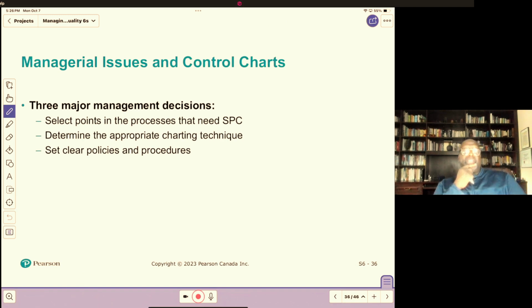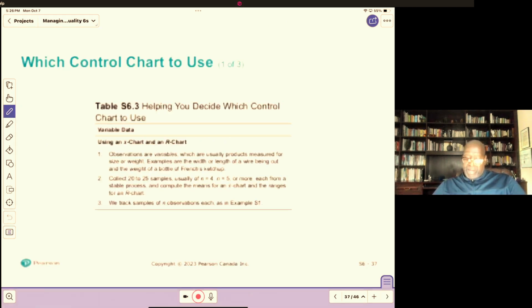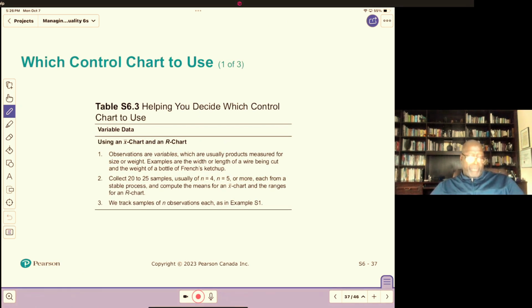So 3 major decisions, or issues, sorry, when we're dealing with control charts. So you have to make some decisions: select the points in the process that need statistical process control. In other words, a process may have many steps. You might decide to control one particular area or the entire process itself. Determine the appropriate charting technique and set clear policies and procedures for managing the performance of that process.